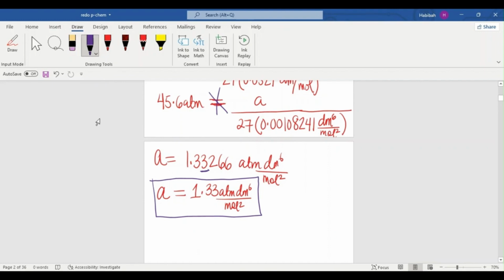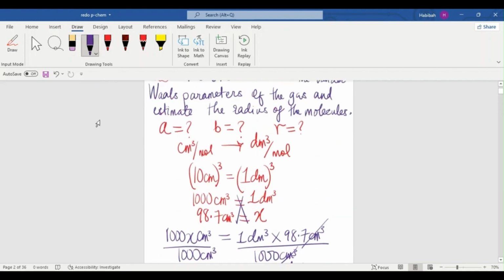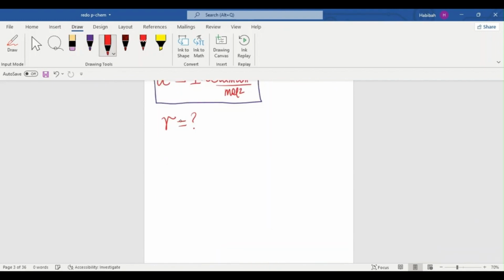Now, we have one more question to go. Remember, we're asked to determine A, B, and R. So the first thing you have to note is this. I'm also going to pull up another formula from the textbook that you need to solve this question. If you're asked to find the radius of a molecule of a van der Waals gas, you have to use this equation, which is B, the van der Waals parameter for excluded volume, equals 4 times the volume of the molecule times the Avogadro's constant, or number of atoms. So that's the Avogadro's constant.